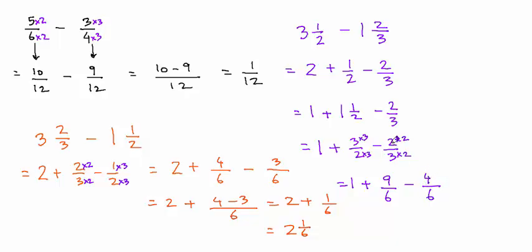4/6 is equivalent to 2/3, and that's equal to 1 plus, now that they are on the common denominator, or the same denominator, 6, you could do a 9 minus 4, so you get 1 plus 5/6, which is nothing but the mixed number 1 and 5/6.